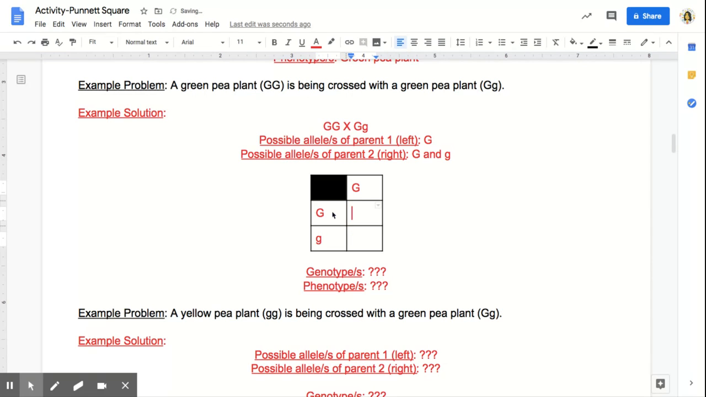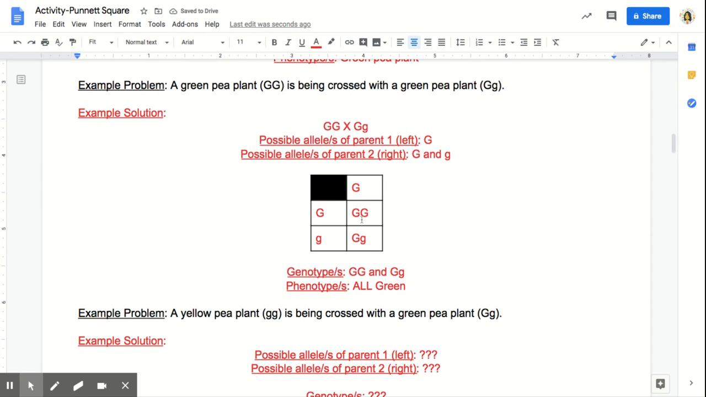So what will be the crossing now? Dominant and dominant. We have homozygous dominant. Dominant, recessive, heterozygous. So we now have two types of genotypes. Homozygous dominant and heterozygous. So what is the color of the two? They are both green because this is green and this is also green. Again, law of dominance, combination is still green or dominant trait.